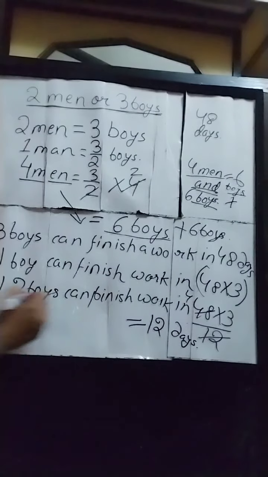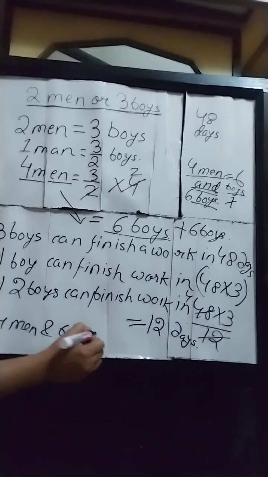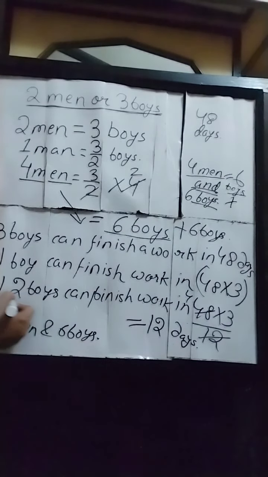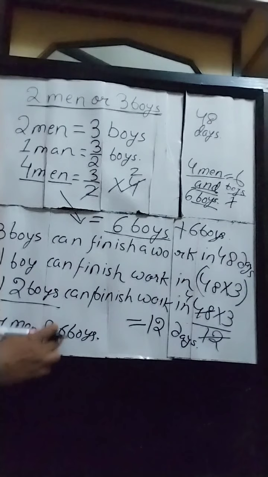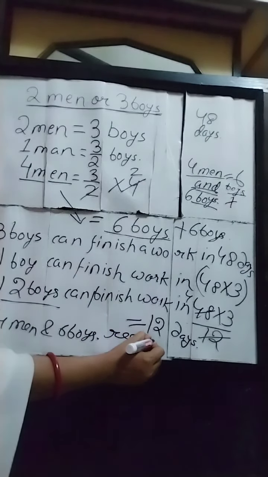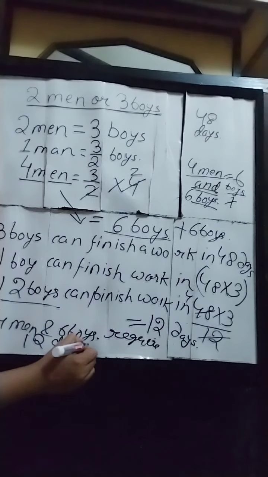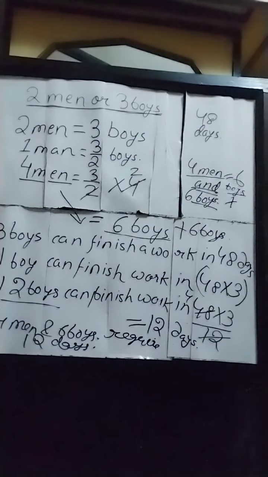12 boys, or 4 men and 6 boys. You can write anything, 4 men and 6 boys or together 12 boys. 4 men and 6 boys is equal to 12 boys. They require 12 days to complete the same work. I hope you have understood whatever I have explained through this sum.